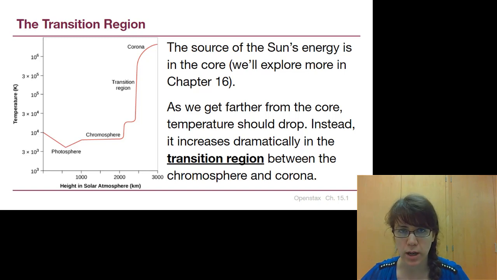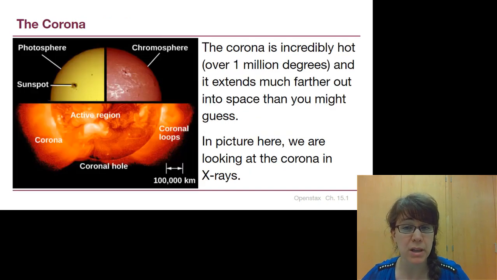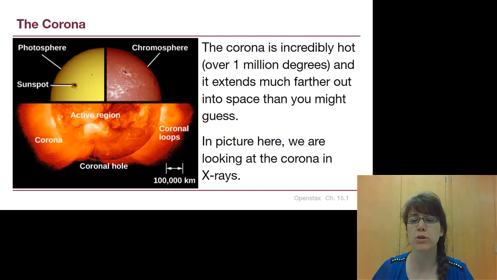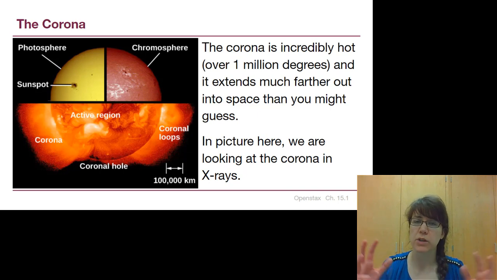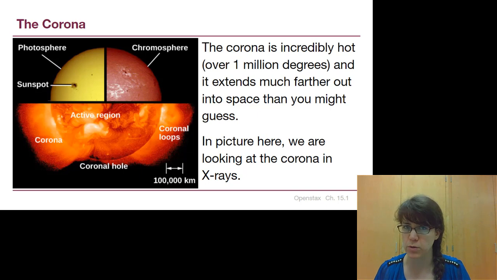Now, the corona is over 1,000,000 degrees, and so we can take pictures of the corona by using extreme ultraviolet light or by using X-rays. And then we get to see the outer layers of the sun, and that corona extends out into space a lot farther than you might think. When we talk about the corona, we're talking about a layer of the sun that has not a lot of overall material. It's very diffuse, so the opposite of dense.